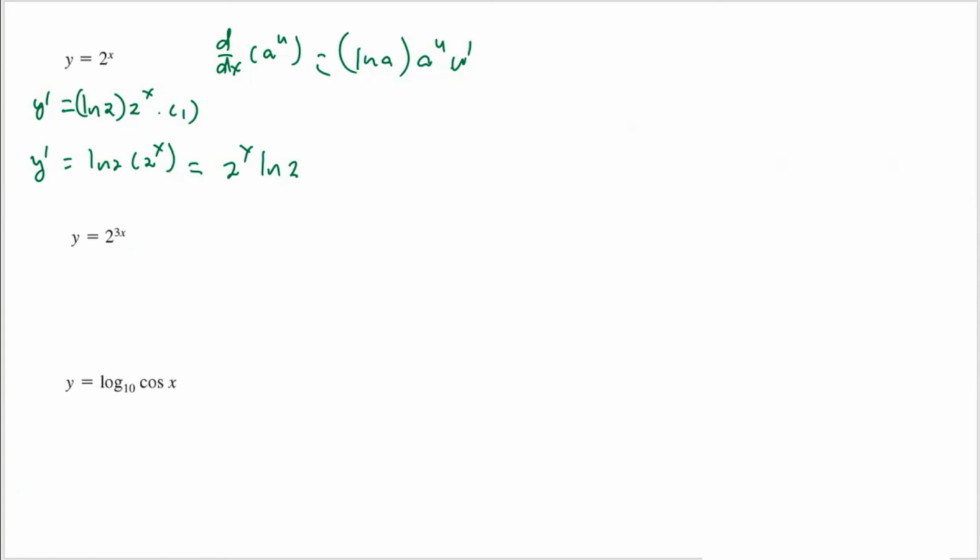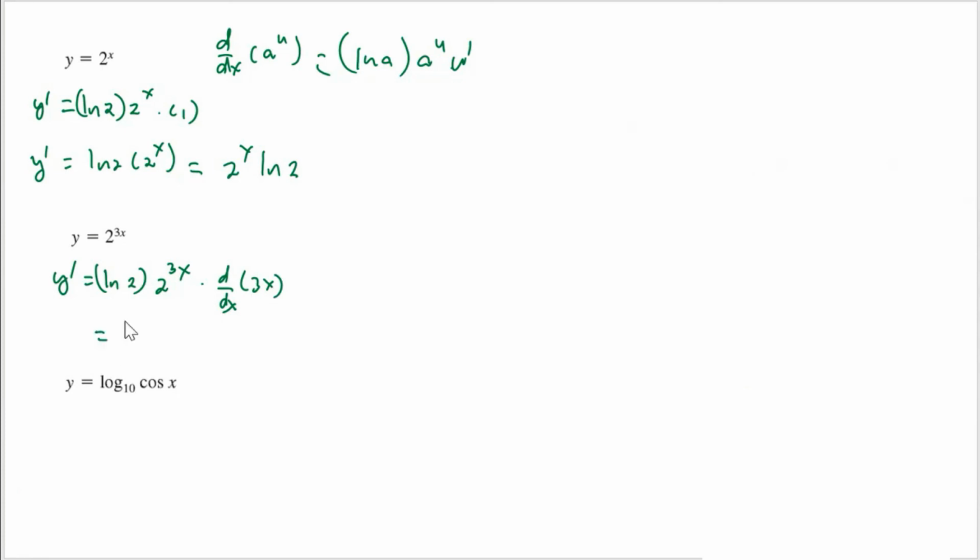Okay, now next is y is equal to 2 raised to 3x. You are going to use the same formula. They differ only in terms of the exponents. Therefore, y prime is equal to ln of the base. The base is 2, so we have ln of 2 times, copy the given, we have a raised to u, 2 to the power of 3x, times the derivative of the exponent, which is 3x.